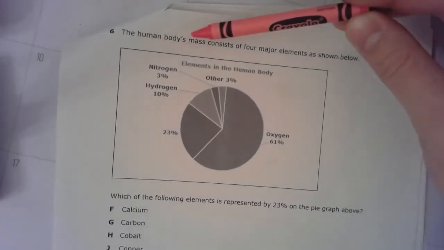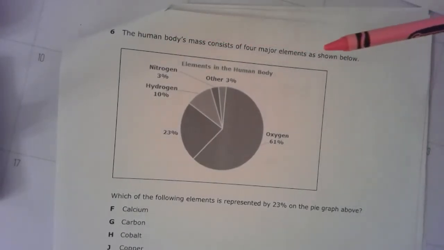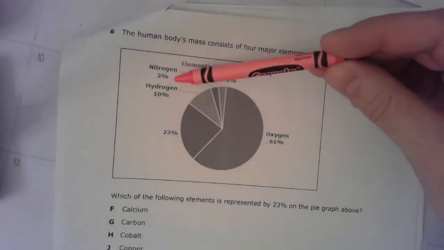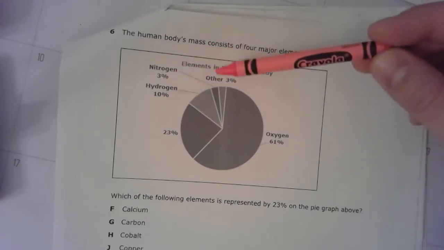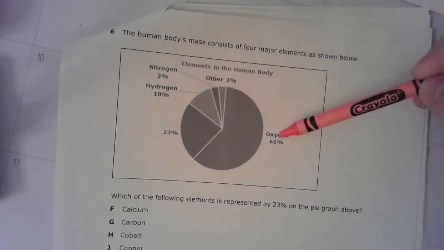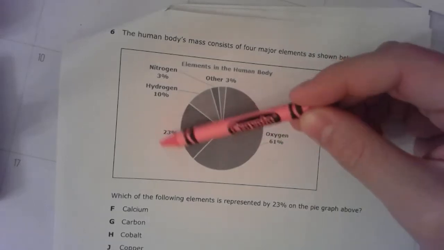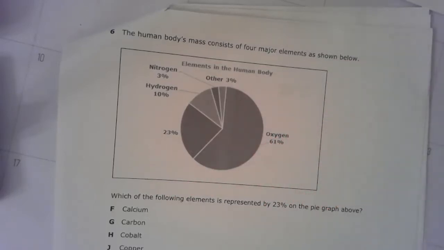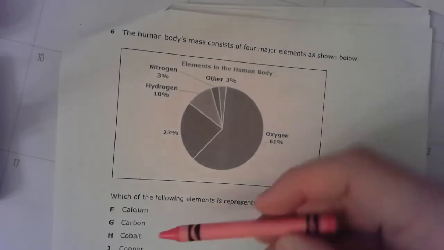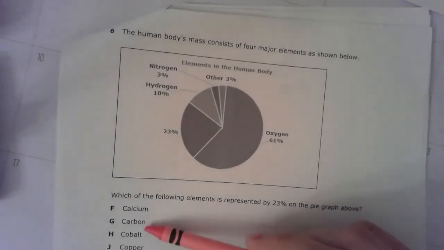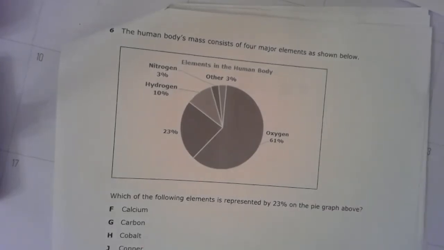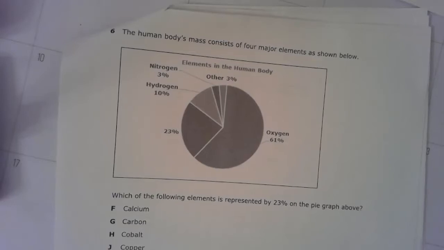The human body's mass consists of 4 major elements as shown below. We have hydrogen, 10%, nitrogen 3%, other 3%, oxygen 61%, and then 23% that's not listed. Which of the following elements is represented by 23% on the pie graph above? Is it calcium, carbon, cobalt, copper? Again, journal.